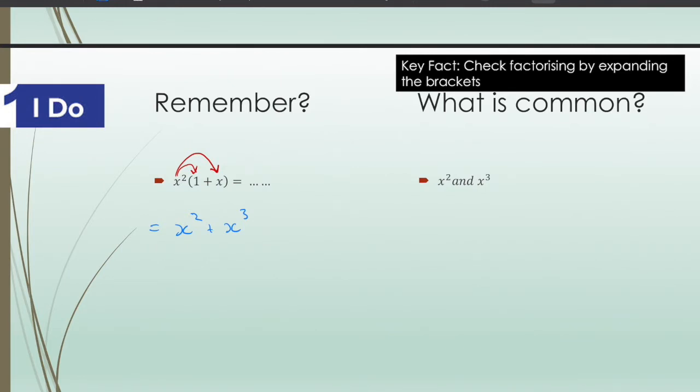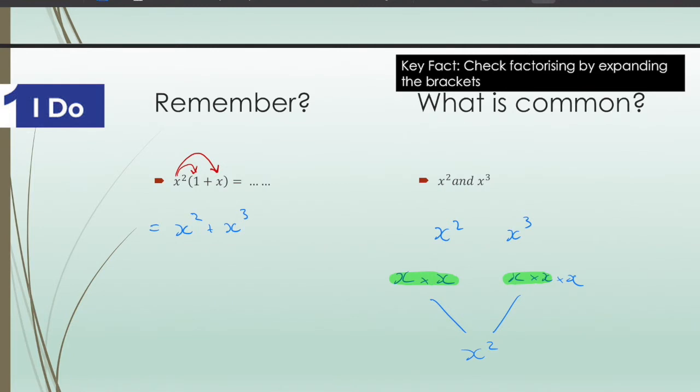Now, I want you to think about these two terms. X squared means x times x, and x cubed means x times x times x. What part of these two terms is common, and by that I mean what is the same in both? We've got an x times x here, and then part of this expression is also an x times x. The common element is x squared.